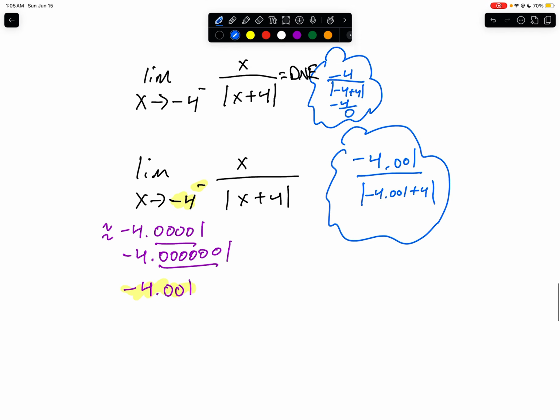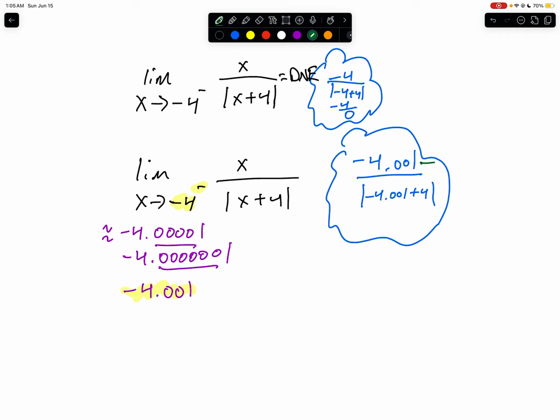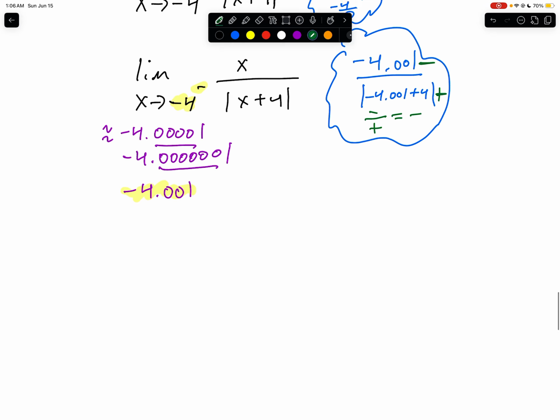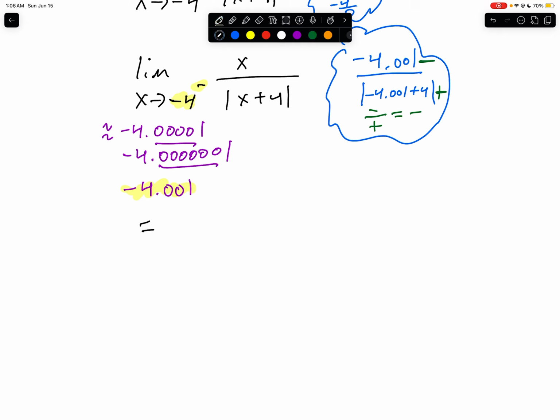And so what we see here with the numerator is that this will be a negative value, right? 4.001 is negative. And then the absolute value of negative 4.001 plus 4, that's going to be negative 0.0000 whatever 1, and the absolute value of a negative is positive. So this is going to be positive. So what you see here is that this is negative over positive, which is just going to be negative. So because of this, we can say that this limit is just going to be negative infinity.